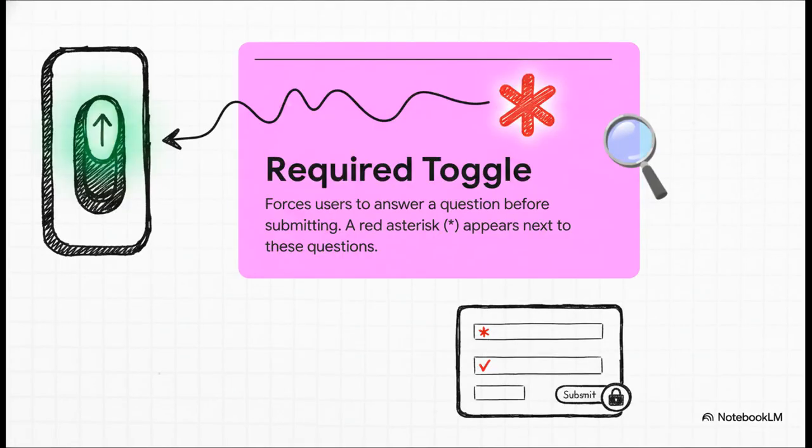And that brings us to this powerful little switch. When you flip this on, a little red asterisk pops up, and it means people absolutely cannot submit the form until they've answered this specific question. This is crucial for getting that can't-miss information, like names, emails, the important stuff.